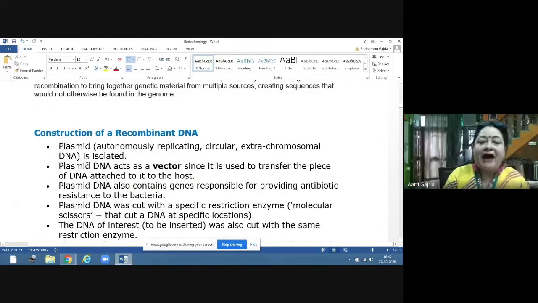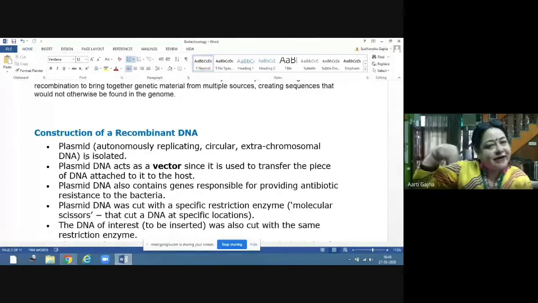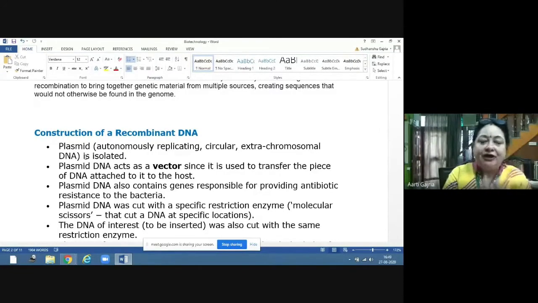First of all, plasmid. We should understand what a plasmid is. Plasmid is an autonomously replicating, which will keep on replicating on its own, circular and extrachromosomal DNA. It is not present in the chromosome. It is present outside the chromosome, and that's why it is called extrachromosomal. So that is plasmid. This plasmid is isolated. First, we will isolate the plasmid. Now, this plasmid DNA acts as a vector.